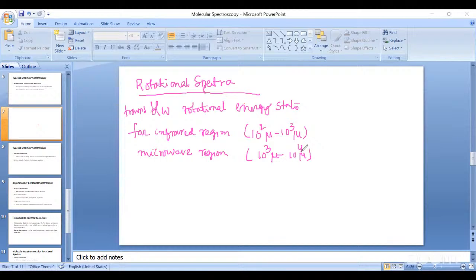And this pure rotational spectra is observed in the case of molecules which have permanent electric dipole moments. The molecules that have permanent electric dipole moments can absorb or emit electromagnetic radiation, which is known as transitions. So only molecules that have permanent electric dipole moments can absorb or emit electromagnetic radiations in such transitions.